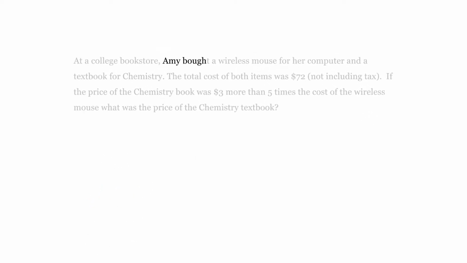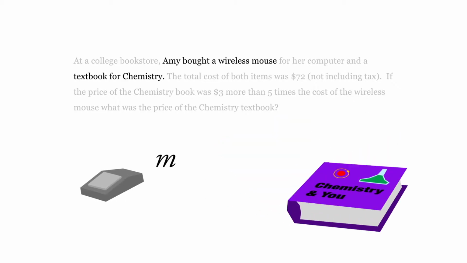All right, so Amy bought a wireless mouse. We'll call the cost of that M. And she bought a textbook for chemistry, and we'll call that C. So the total cost of both items we know was $72, not including tax.